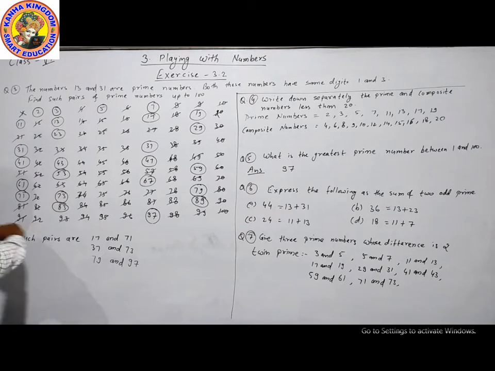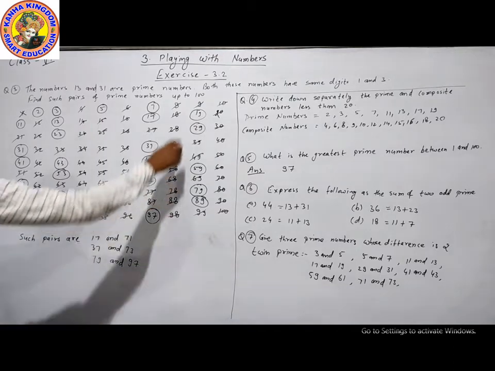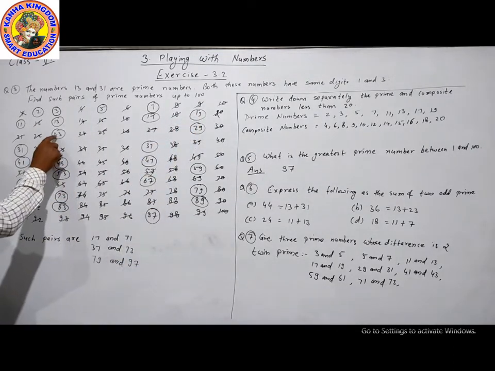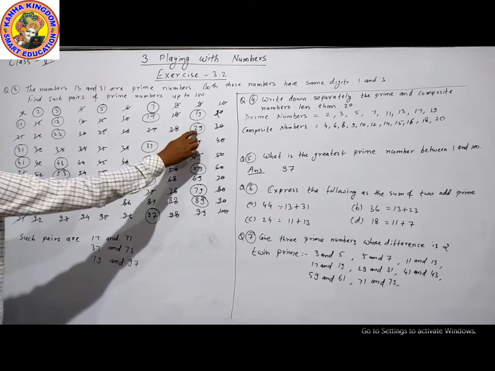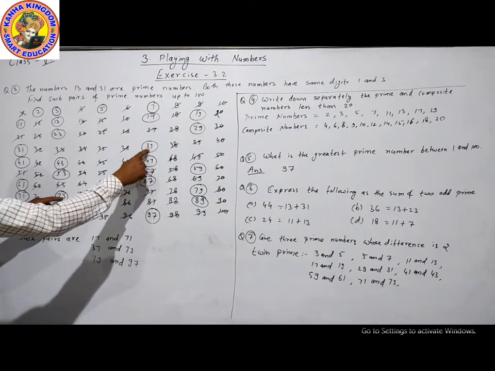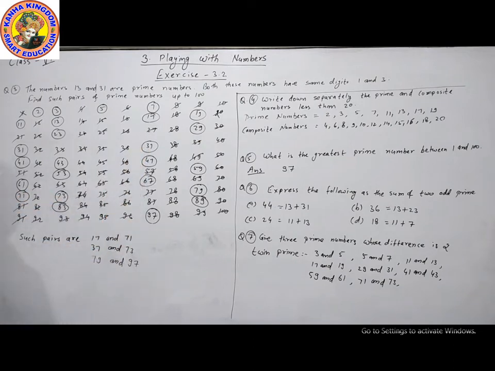13, 31 already taken. 17, 71. Yes, 71 is also a prime number. So 17 and 71. 19, 91. 91 is not a prime number. Then 23, 32. No. 29, 92. No. 31 is taken. 37, 73. Yes, this is our such pair. This is our such pair.